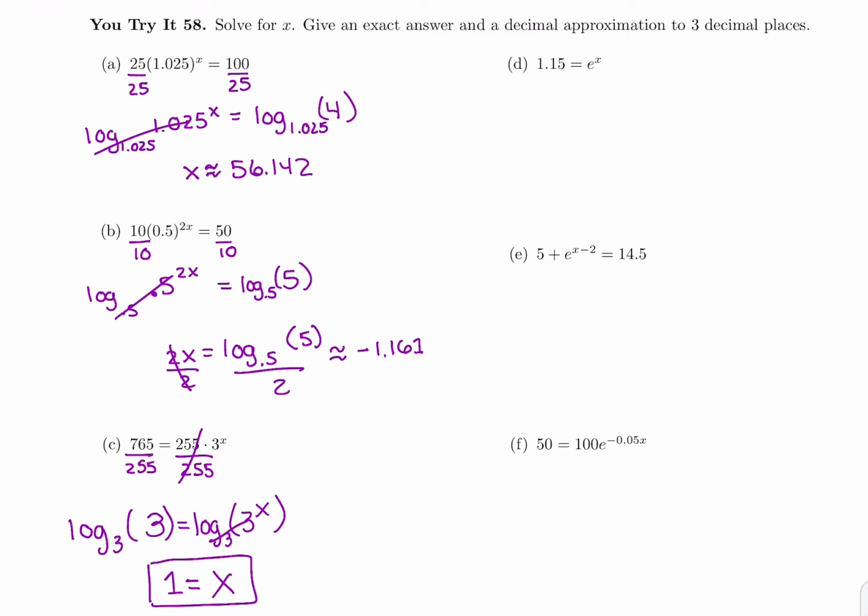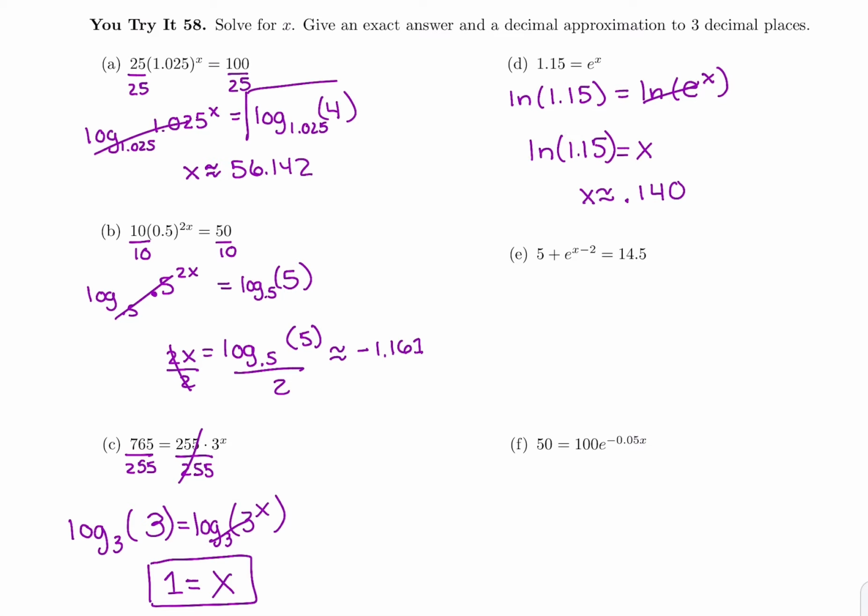Moving on to the other side, I have 1.15 equals e to the x. Well, I'm ready to just bring down that power x. So I'm going to take ln of both sides to cancel out with that base e, and just get x by itself is going to be ln of 1.15. There's my exact answer. And so the approximate answer is going to come from plugging into my calculator. I'm getting 0.140.